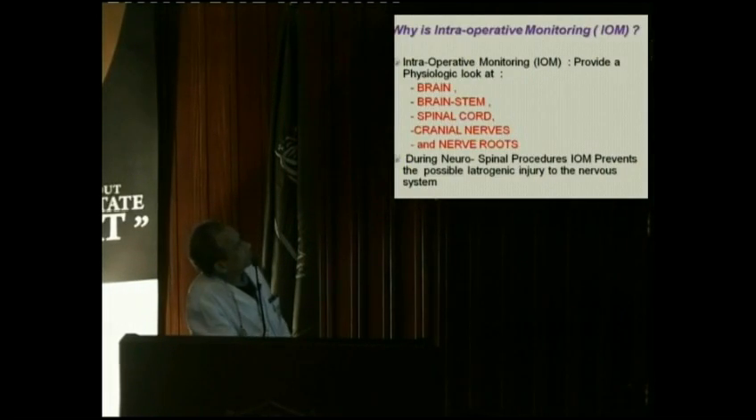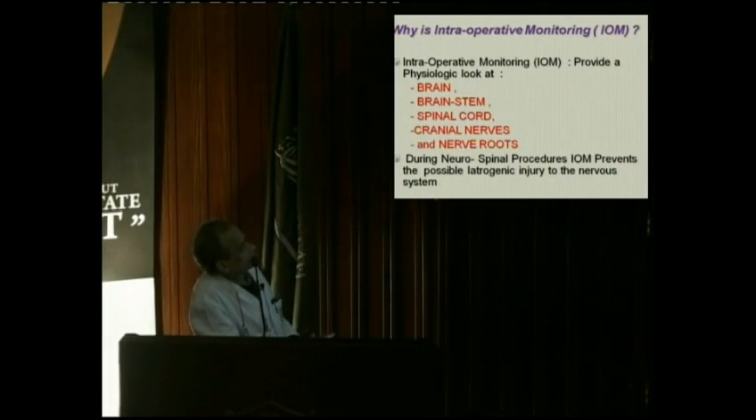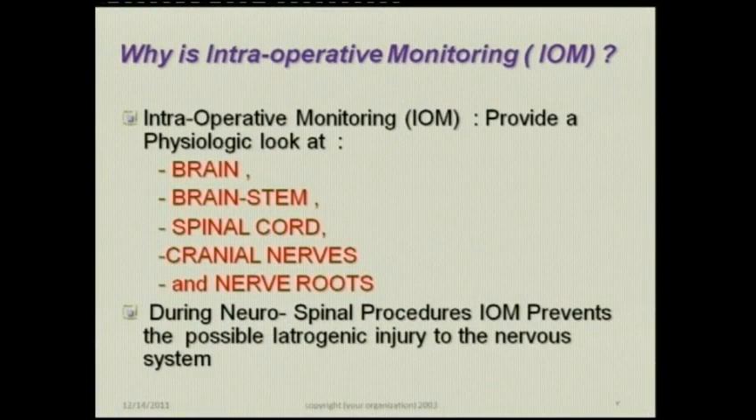So now the question is, why intraoperative monitoring? This is done to provide a physiologic look at the functional pathway from the brain to the brainstem, spinal cord, cranial nerves and nerve roots. During neurospinal procedures, IOM prevents possible iatrogenic injury to the nervous system.